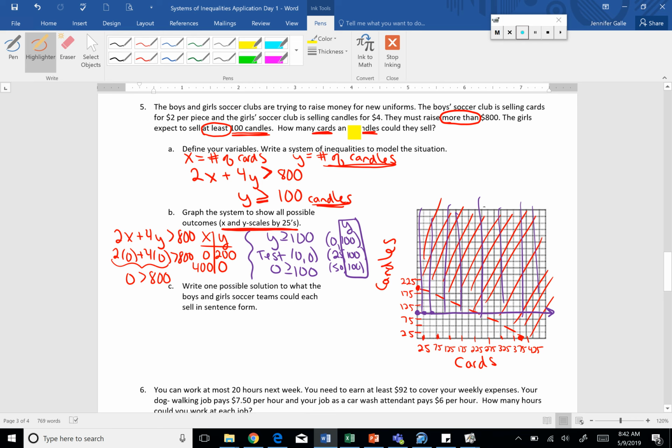Now the final answer, the final solution area, it's always going to be where your boundary lines are. Your boundary lines are always going to cut off that area or surround that area, but you have to figure out which lines you're using. So we take a look.